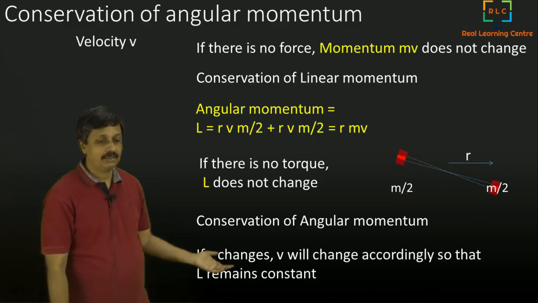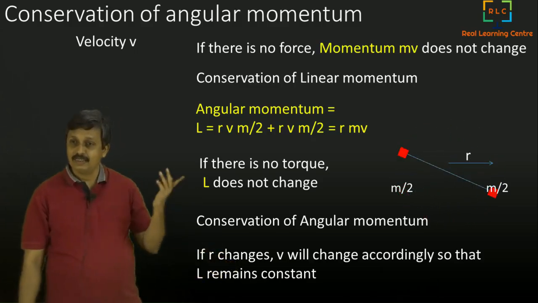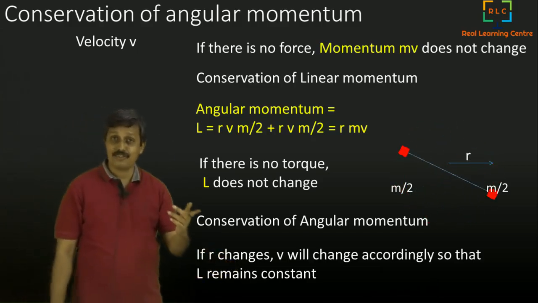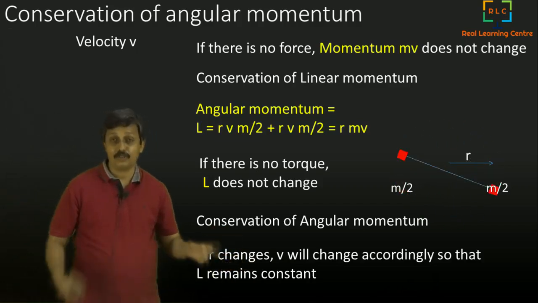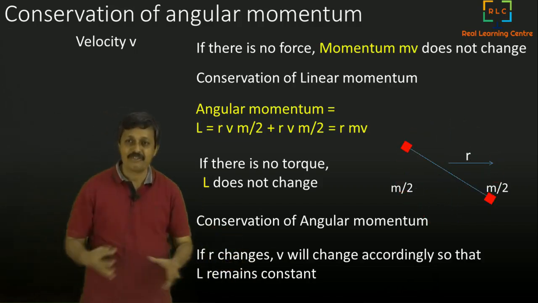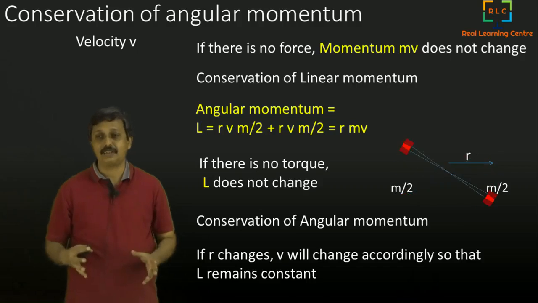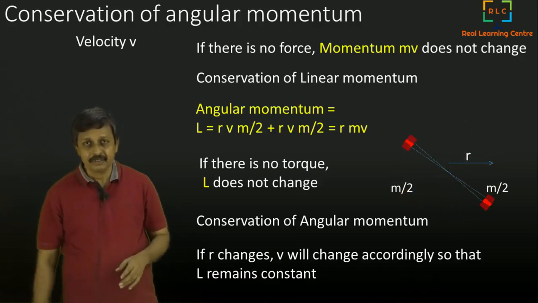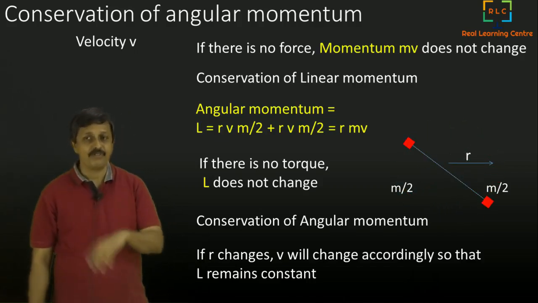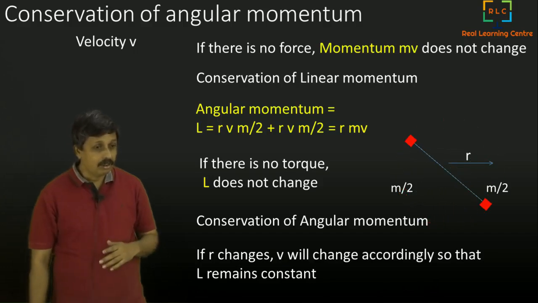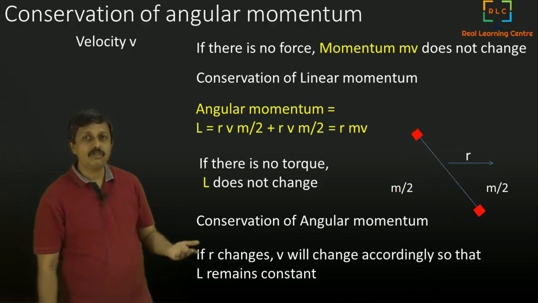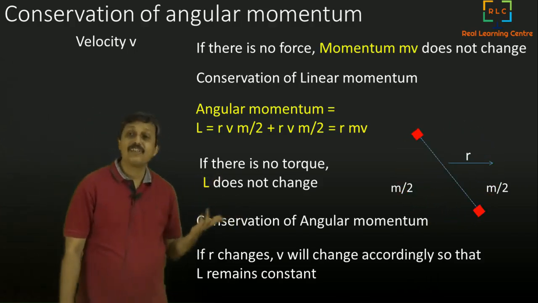So L remains constant. If you change R, then what happens? V changes so that L remains constant. So conservation of angular momentum is more tricky. L remains constant, not just V. L is nothing but R into M into V. So to keep L constant, if you change the R, V will change.